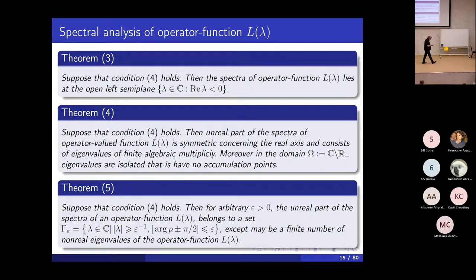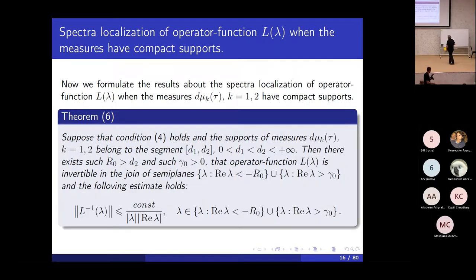So let us continue to speak about localization. Let us suppose that the supports of the measures M_Q belong to the segment. Then we have the following estimate of the operator function L minus 1 in the complex plane.